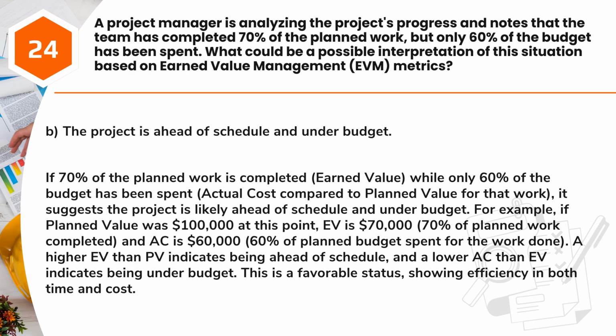Answer: B. The project is ahead of schedule and under budget. If 70% of the planned work is completed, earned value, while only 60% of the budget has been spent, actual cost, compared to planned value for that work, it suggests the project is likely ahead of schedule and under budget. For example, if planned value was $100,000 at this point, EV is $70,000, 70% of planned work completed, and AC is $60,000, 60% of planned budget spent for the work done. A higher EV than PV indicates being ahead of schedule, and a lower AC than EV indicates being under budget. This is a favorable status, showing efficiency in both time and cost.